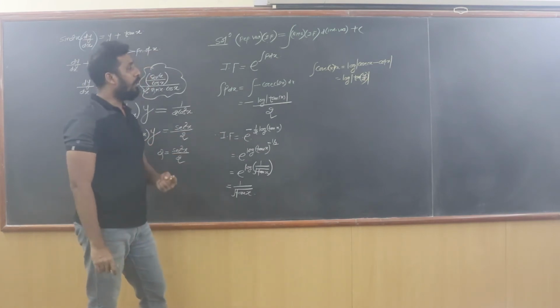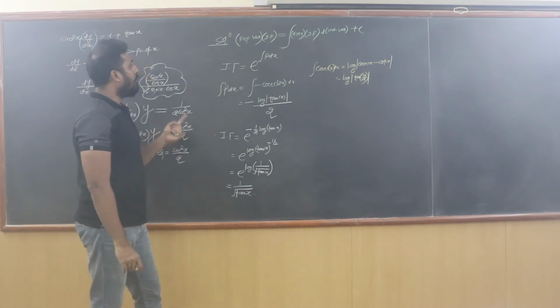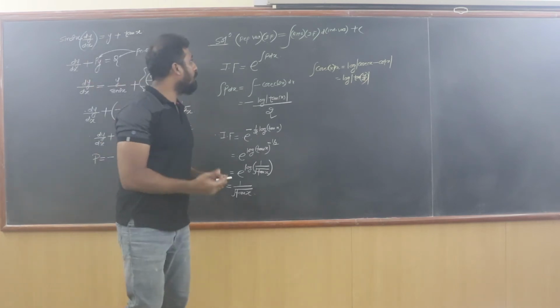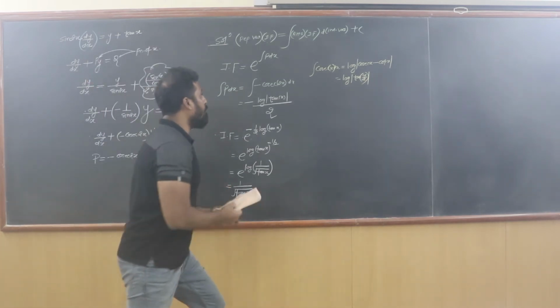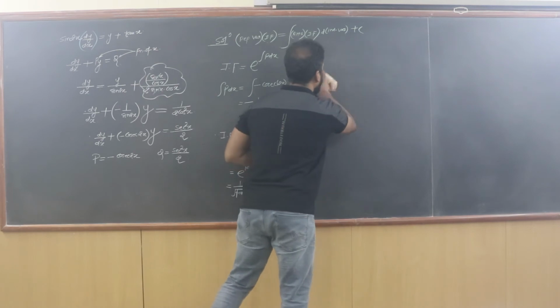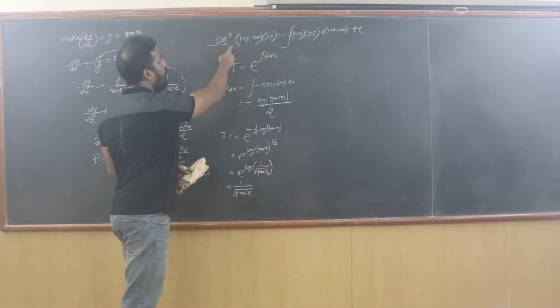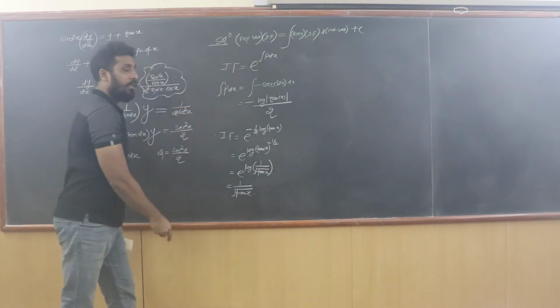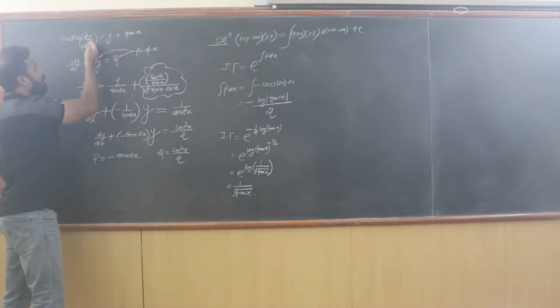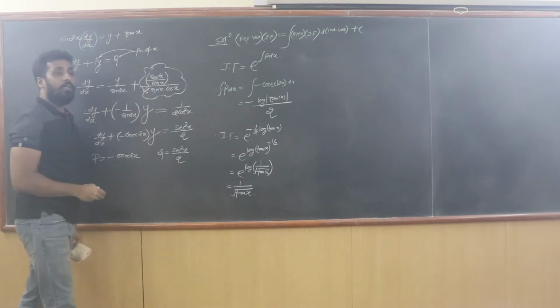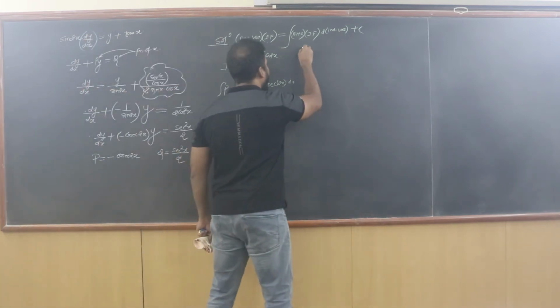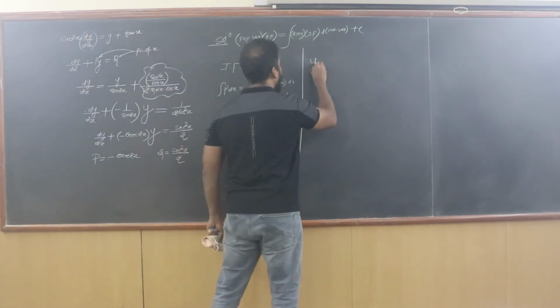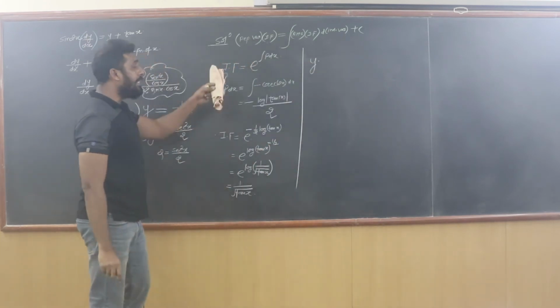Now I can go further and get my solution. Once I know the integrating factor, I'm going to get my solution. So observe carefully how to find the solution. We already know the formula, which is written over here, and I'm going to make use of it. The formula says dependent variable. In our question, dy by dx is written, so y becomes the dependent variable. So I'm going to write y into the integrating factor.